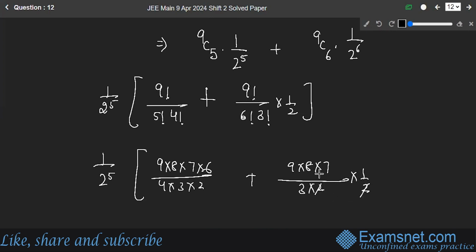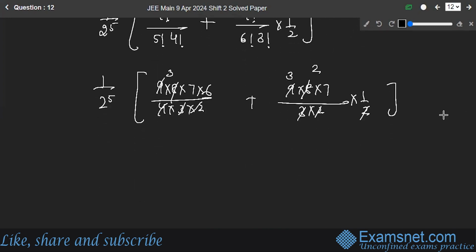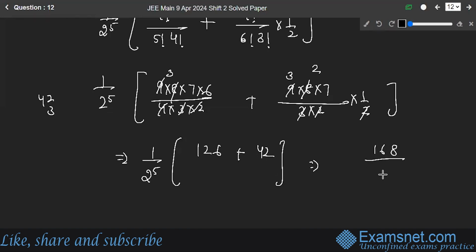Okay. So these will cancel at 2, and this will cancel at 3. 4 2s are 8. This, and you will have here, this will be 1 upon 2 raised to power 5, and that's 42 into 3. So this is 126 plus 42. That's 168 upon 2 into 2 into 2 into 2 into 2. And this will cancel by 4, and this is 21. So this is it, 21 by 4.